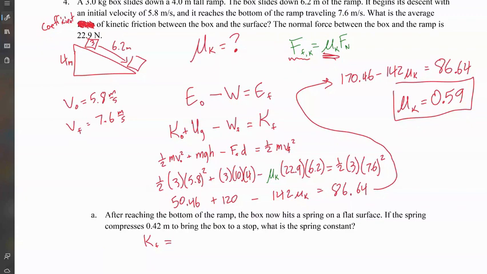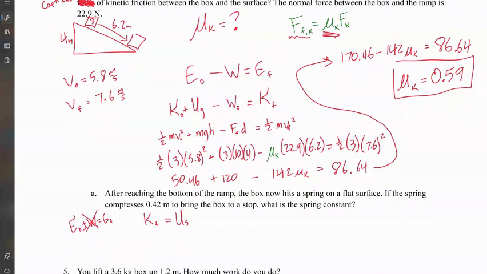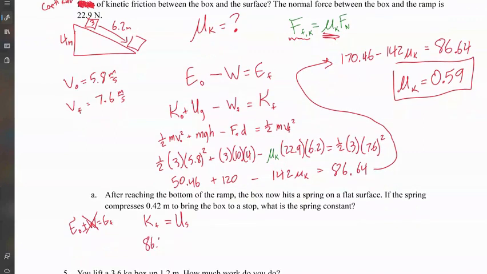When it gets converted, right, E naught plus or minus work is equal to E final. However, there's no work in that case. So when this hits the spring, we just get kinetic energy because there's no outside forces. That's why there's no work. There's no outside forces. It's just the movement and the spring. The kinetic energy turns into spring potential energy. So we have kinetic energy of 86.64.